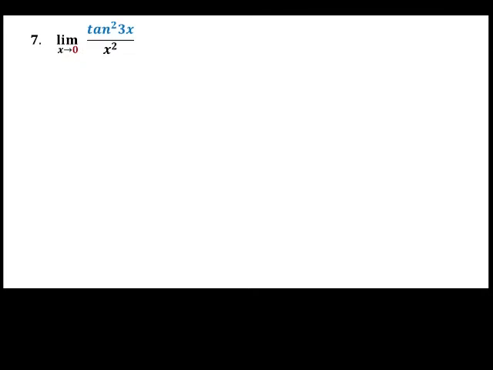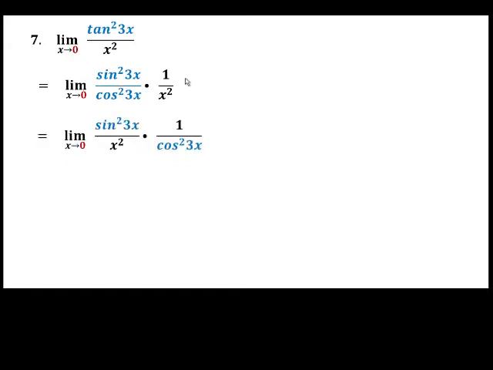Next, evaluate the limit of tangent squared 3x over x squared as x approaches 0. Again, we need to multiply the whole fraction so that we can make use of the theorem. At the same time, tangent is expressed in terms of sine and cosine. So we rearrange the fraction, distribute the x squared, and we need to have a coefficient of x squared so that we can make use of the theorem.